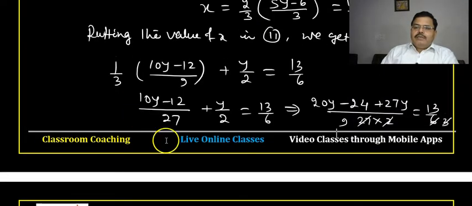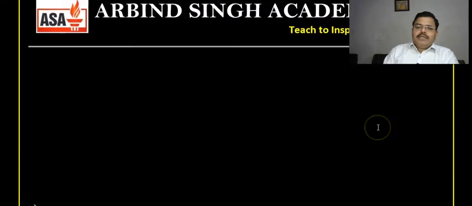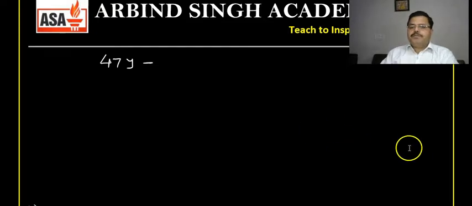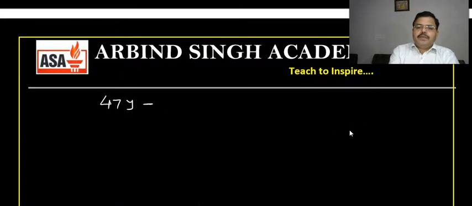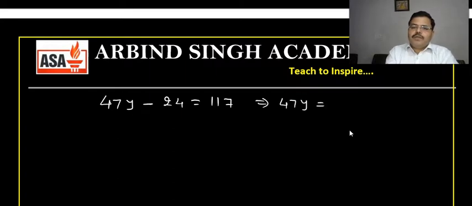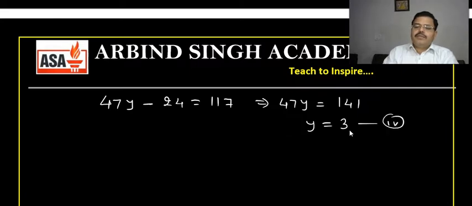Now the things will come: 20y plus 27y is 47y, minus 24, and is equal to 117. So that will be 47y is equal to 24 will come this side, it will be plus 117, plus 24 is 141, and therefore y is equal to 3. And this is the fourth equation, you can say fourth.